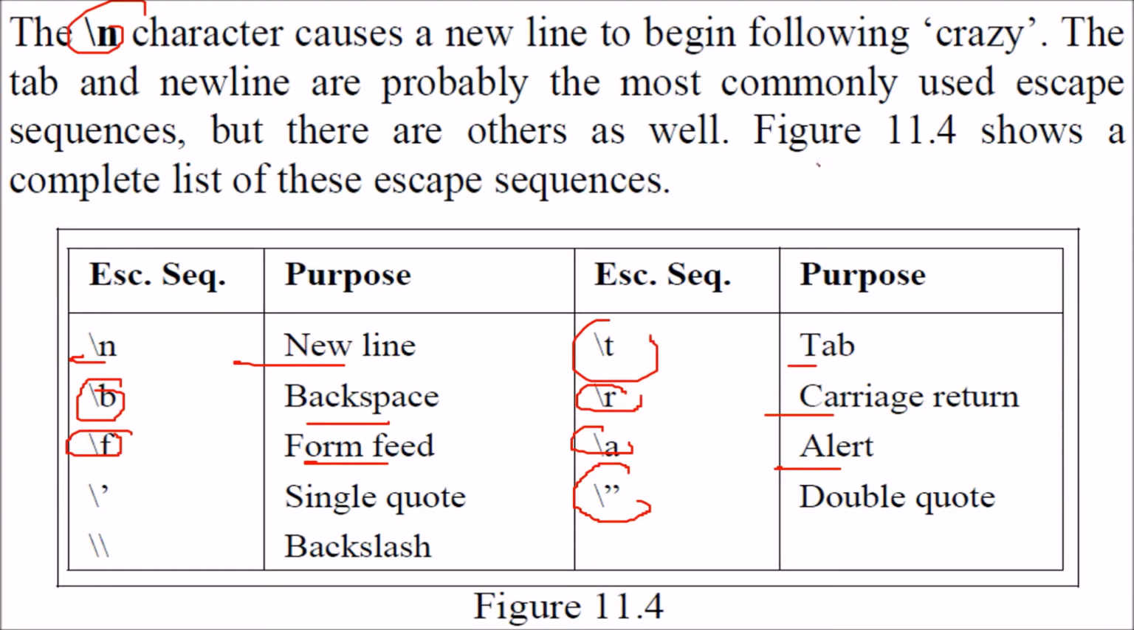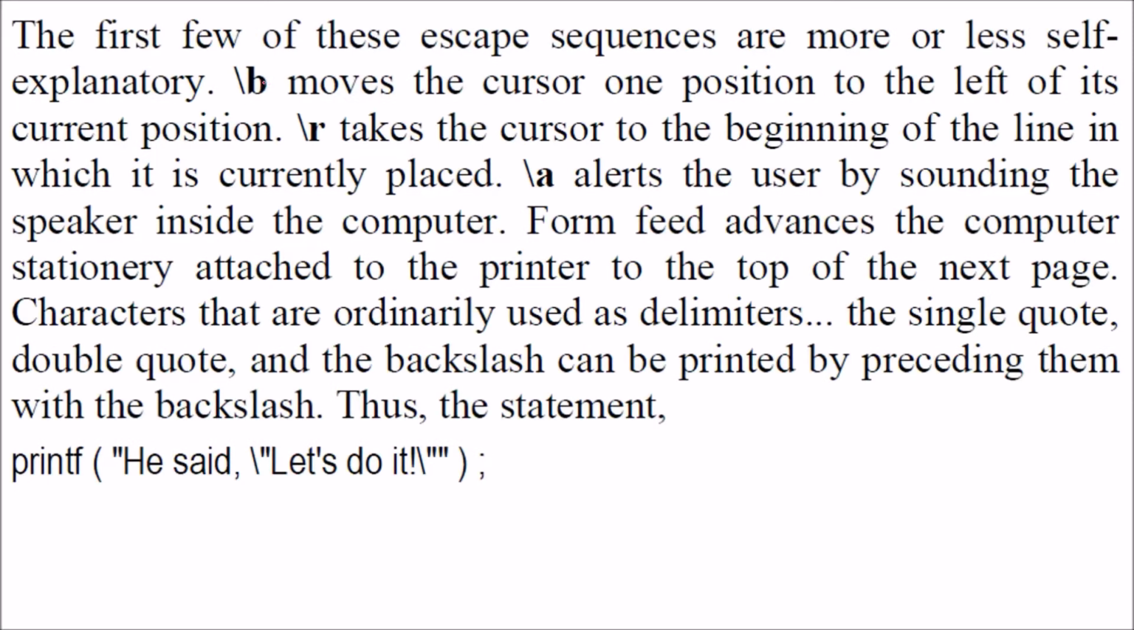Single quotes and double quotes are reserved in C. So if you really want to print a single quote or double quote, you have to put a slash before it, like this. The backslash is also reserved, so for that you have to give a double slash. This is all. If you want to just give a beep, say slash a. Slash r will take the cursor to the beginning of the line.